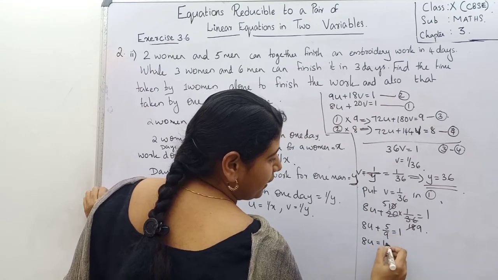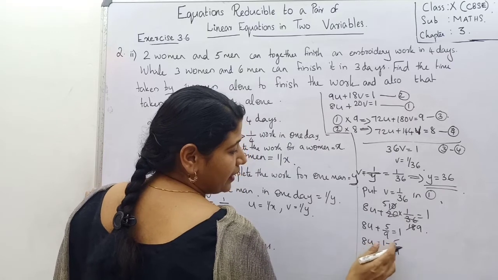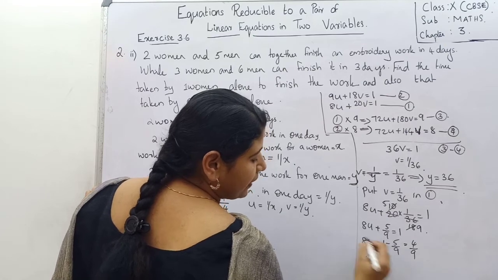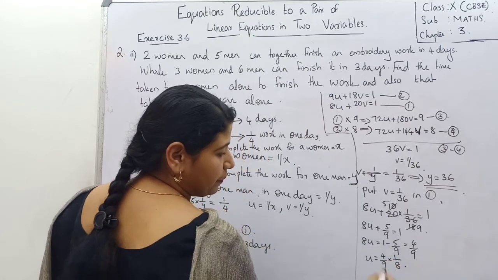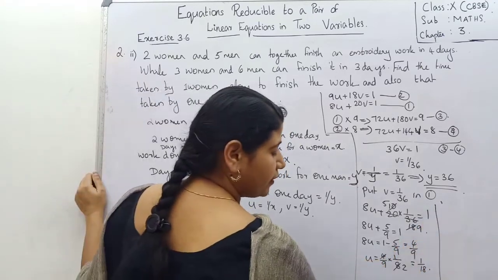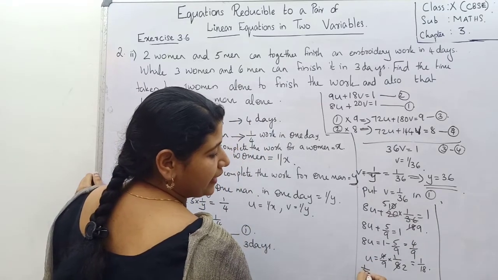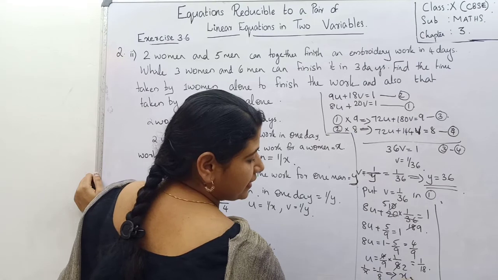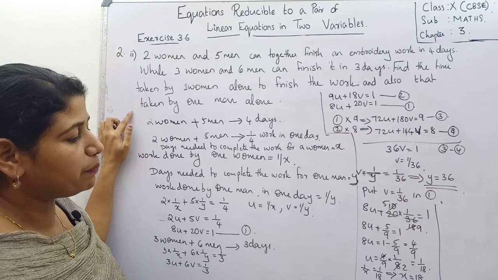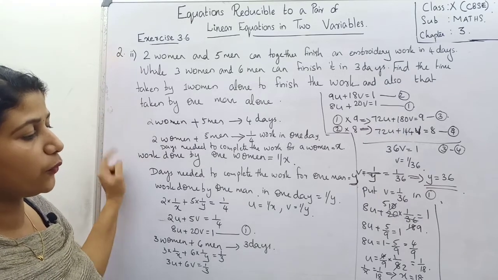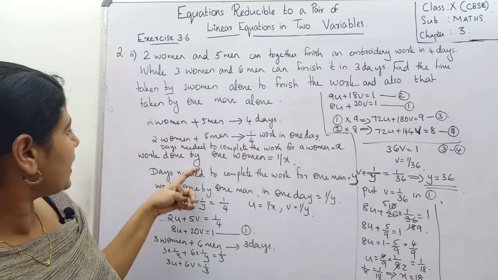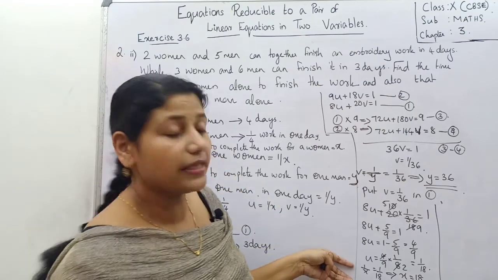Or 8u equal to 1 minus 5/9. Isn't it? 9 minus 5 is 4, so 4/9. So u equal to 4/9 divided by 8, that means into 1/8. This is 1/18. Since u equal to 1/18, 1/x equal to 1/18, which implies x equal to 18. So the days needed to complete the embroidery work for one woman is 18 days, and for one man, since we took y as men, it is 36 days.